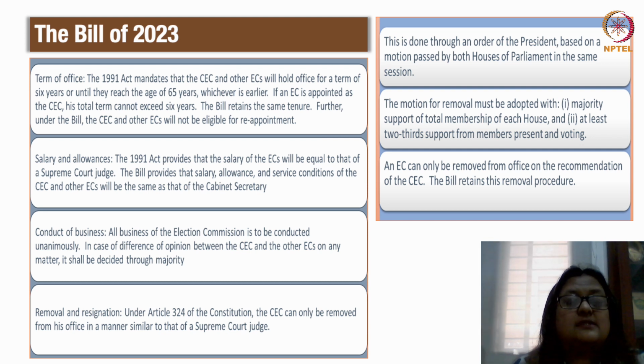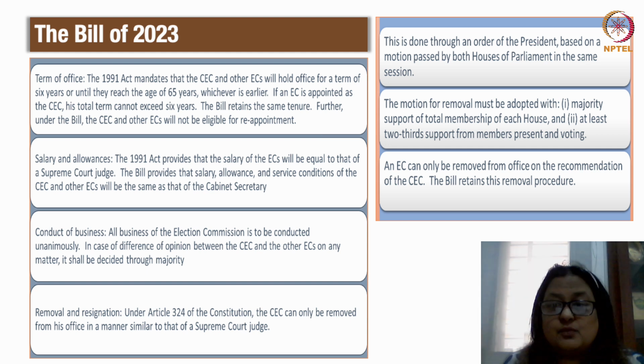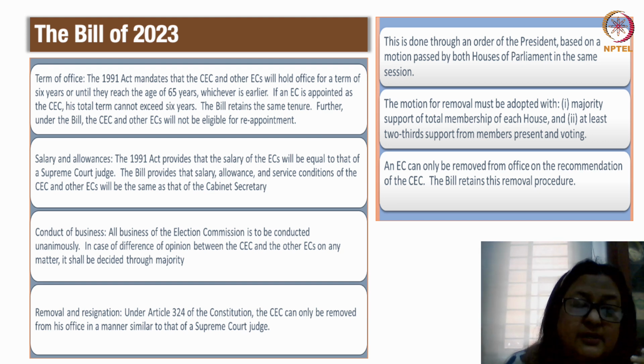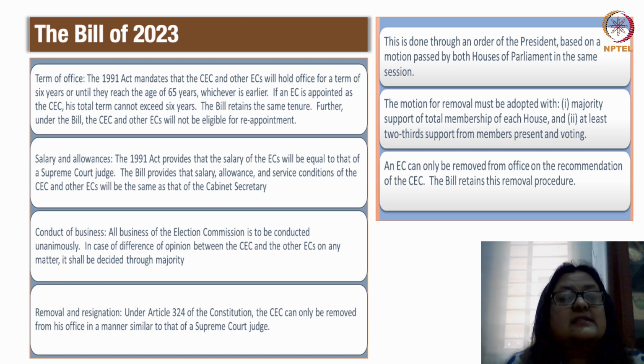Now, removal and resignation: under Article 324 of the Constitution, the chief election commissioner shall be removed in the manner of a Supreme Court judge. Now, this is a constitutional mandate and this has been retained by the 2023 bill. Though the office of the election commissioners is not equivalent to that of a Supreme Court judge, the removal is in a manner similar to that of a Supreme Court judge.